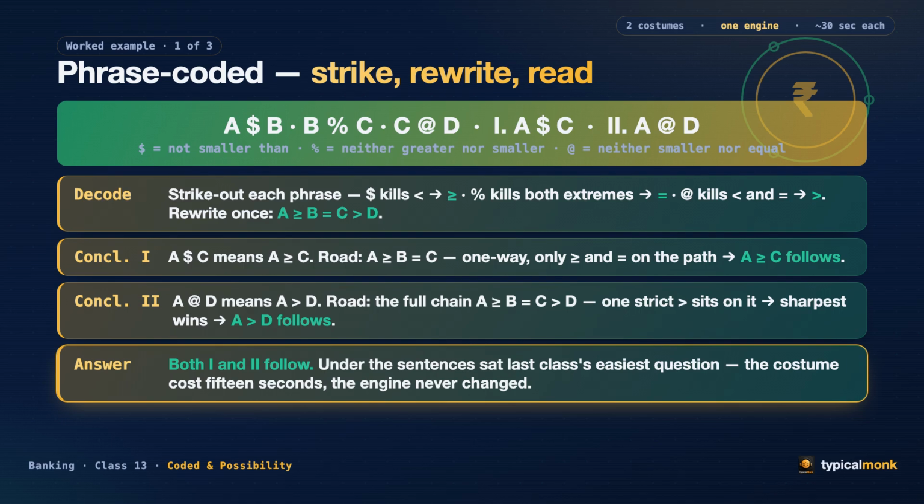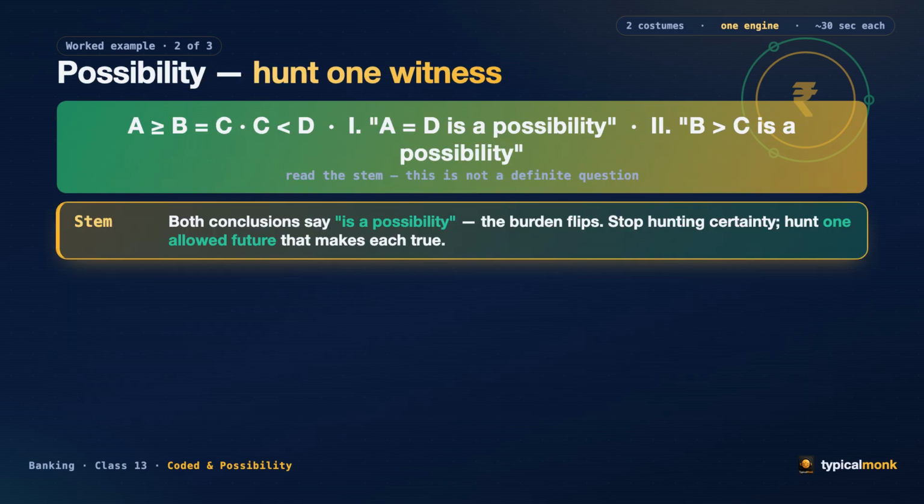Beneath the sentences sat last class's easiest question. The costume cost 15 seconds, and the engine never changed. The second worked example, the possibility pair. Statements: A greater than or equal to B, B equal to C, C less than D. Conclusions: 1. A equal to D is a possibility. 2. B greater than C is a possibility.